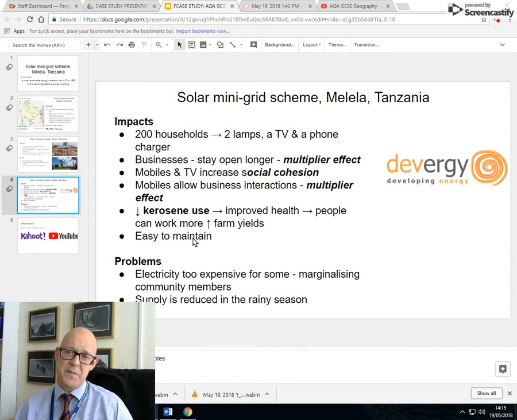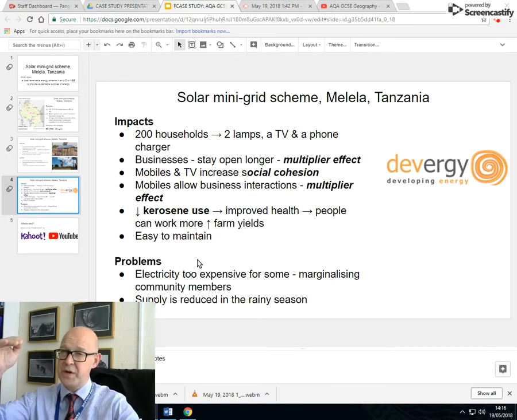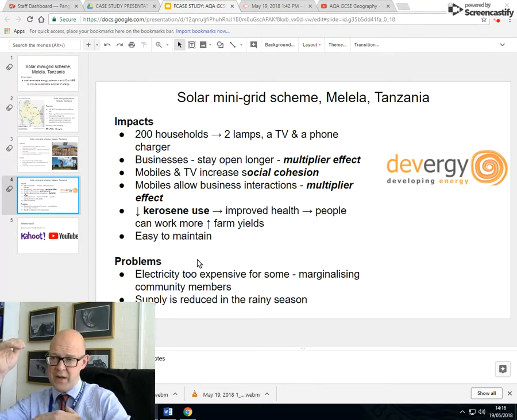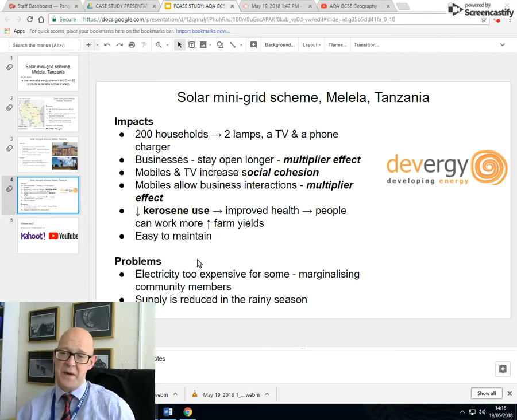And an obvious point I've made before, very easy to maintain. No moving parts. They may need cleaning and they will ultimately need replacing, but very straightforward to run once they've been put in place. Problems, of course, is that electricity can be expensive, which may mean that some can and some can't afford it. So you do begin to get potentially social discohesion. The aim, of course, or the hope, is that gradually the cost will come down and everybody will get access and everybody therefore will start to benefit.